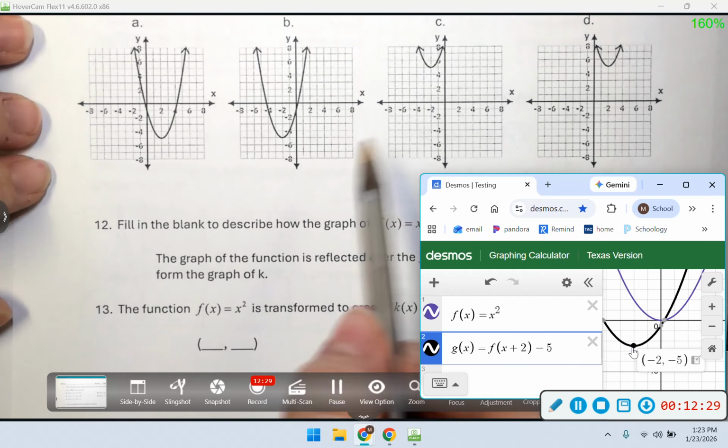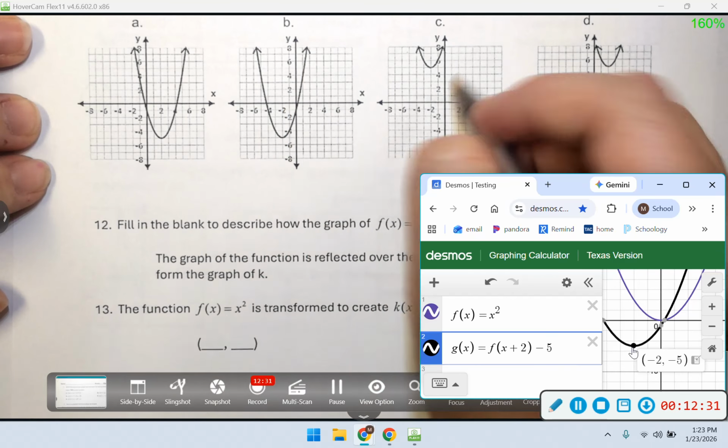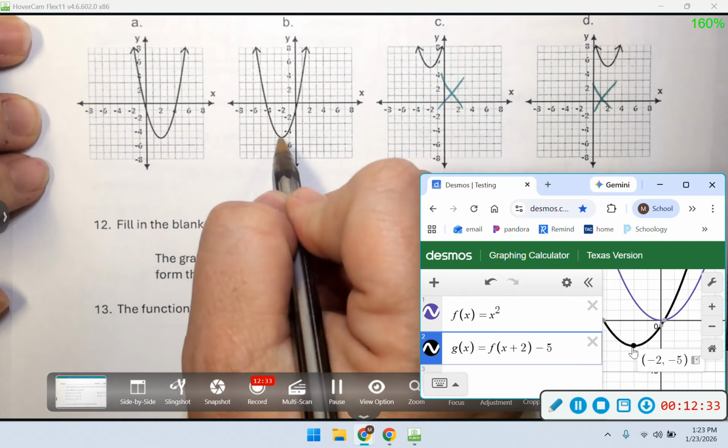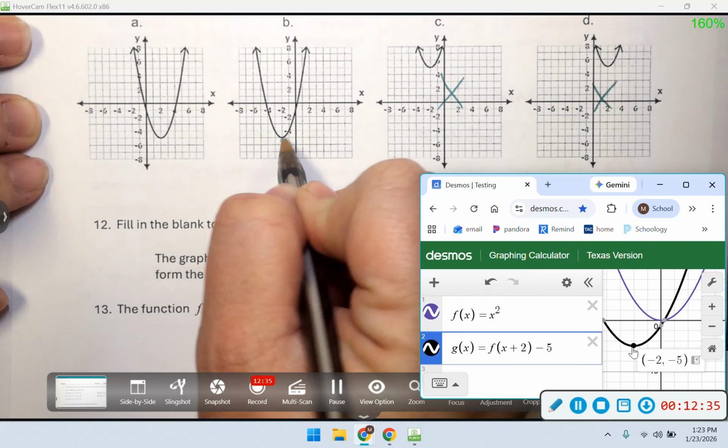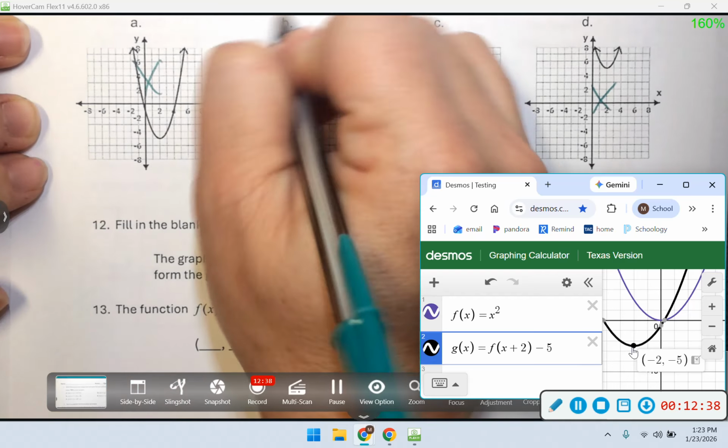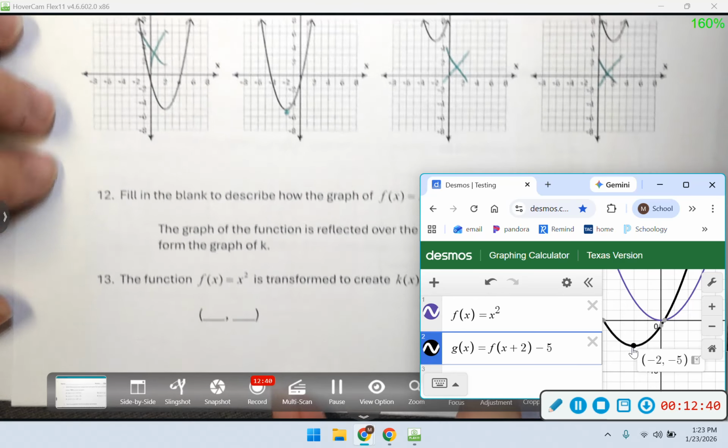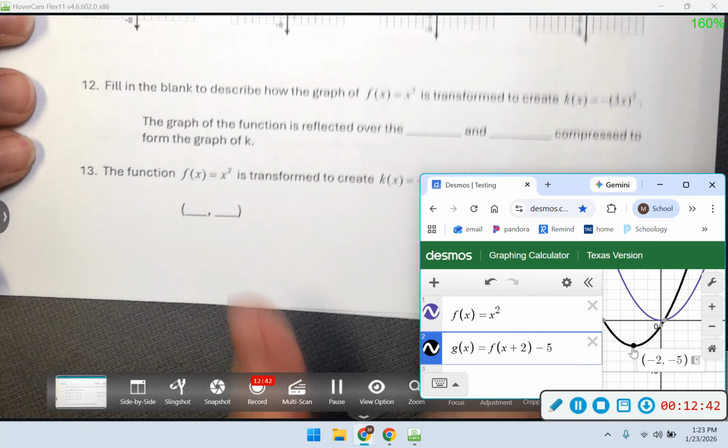Well, I know that it does cross the x-intercept, so it is not these two. And it's left 2, down 5. That goes to the right, so that's wrong. So B is my answer. Okay, number 12 is similar.